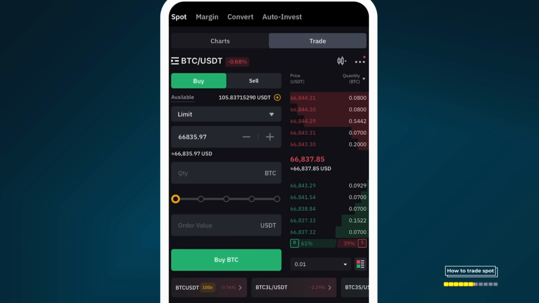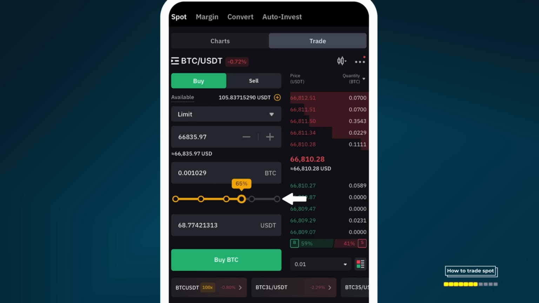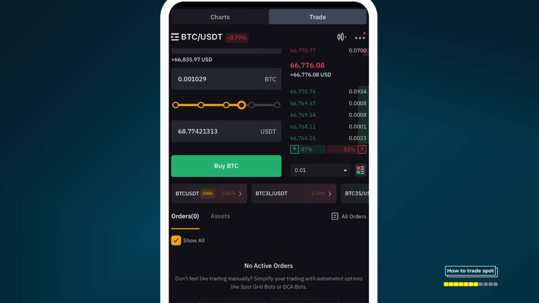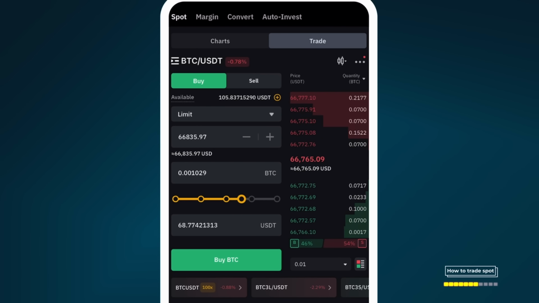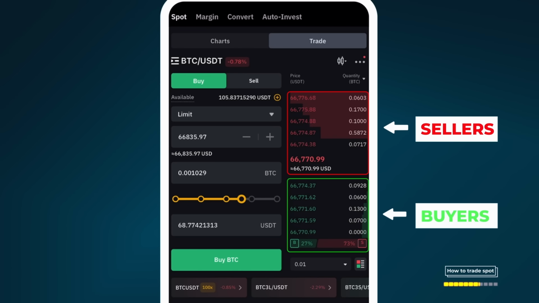Now, if I'm using limit order, it's showing me quantity I want to buy. It's showing me the order value. So I can come here and enter, say I want to buy $50 worth of Bitcoin. You can see the quantity is replicated at that limit price. Or I can use the slider to slide the quantity of Bitcoin I want to buy from my 101 USDT. So this is basically the room. Of course, at the left hand side is your order book. The ones in red are the sellers, the ones in green are the buyers.